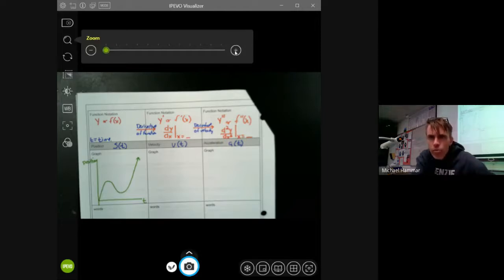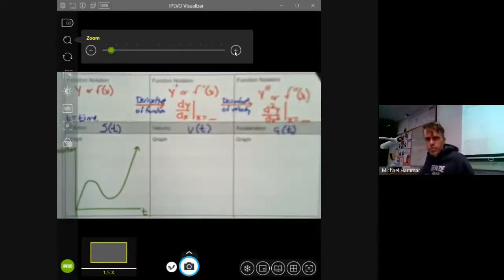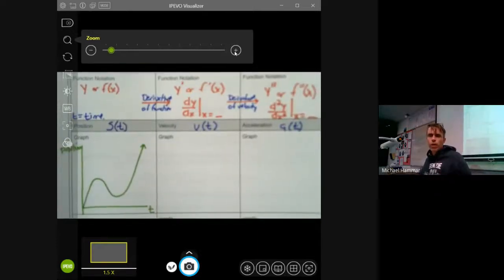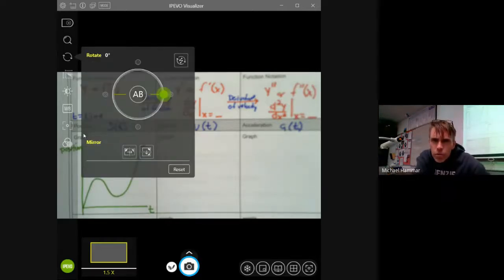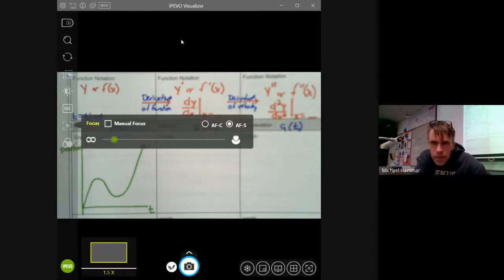So as we're going through this, you need to understand the notation of how this works. Okay? So if you have the position function, you take the derivative of it to find the velocity at a spot. If you have the velocity function, you have to take the derivative of that then to figure out what your acceleration is. Okay? So let me clear this out of there. Now, what I'd like to do is just make sure that it's focused because it looks a little blurry to me.